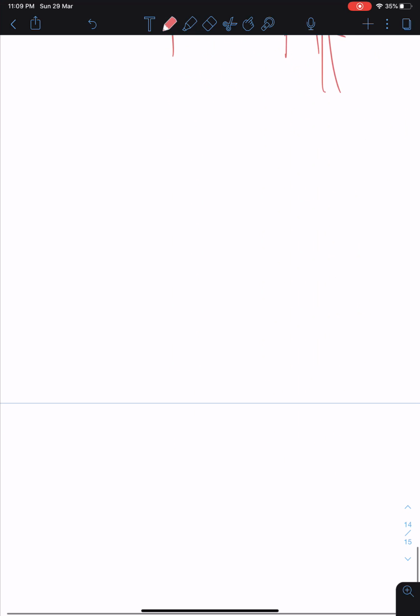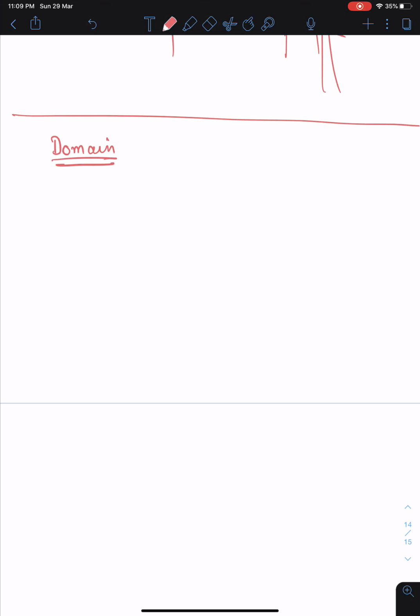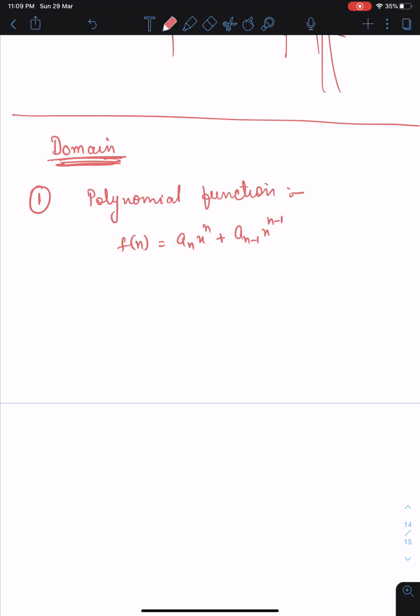Okay, now the next thing is the domain of the function and how to find it. Before starting with the domain, the thing that needs to be clear is that if I am talking about any polynomial function, I hope you understand what a polynomial function is: f(x) = a_n x^n + a_(n-1) x^(n-1) + and so on, plus a_1 x + a_0. I hope you remember, we studied this in 10th class.